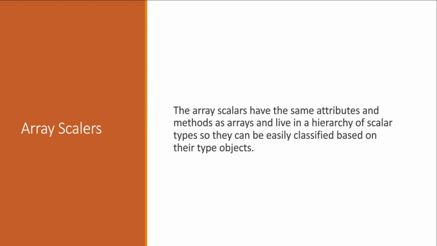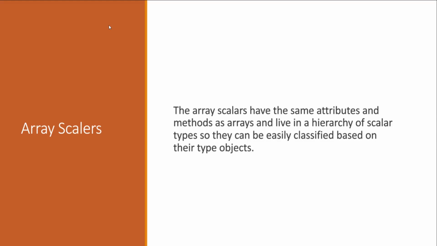So they can be easily classified based on their type object. However, because array scalars are immutable, attributes that change the properties of the objects cannot be used. Array scalars can be detected using the hierarchy of data types. For example, the isinstance method will always return true if val is an array scalar object. Alternatively, what kind of array scalar is present can be determined using other members of the data type hierarchy.